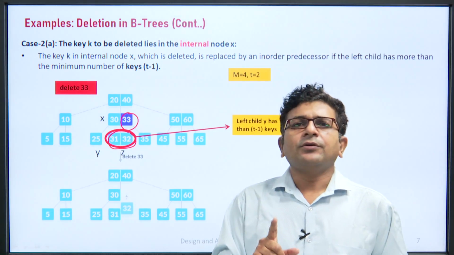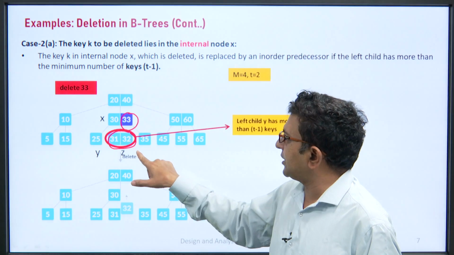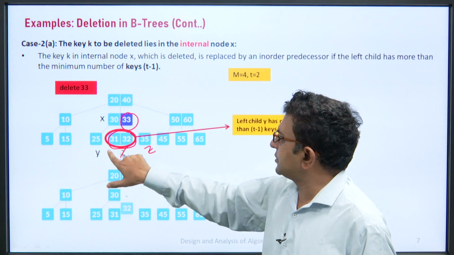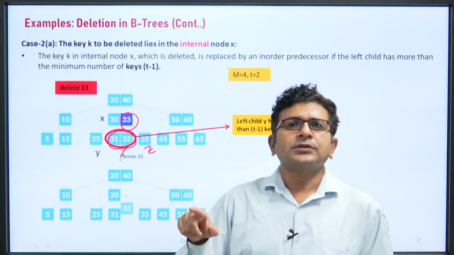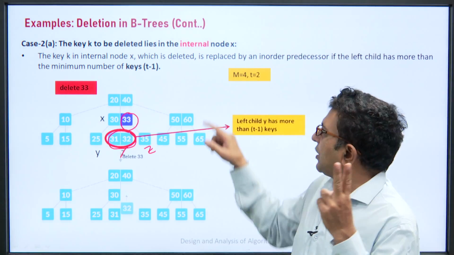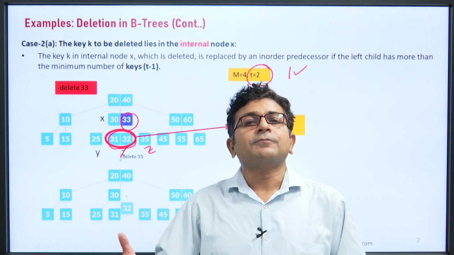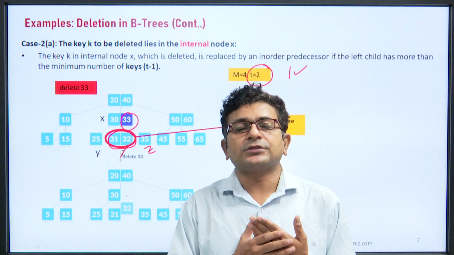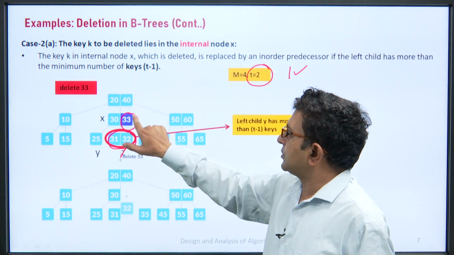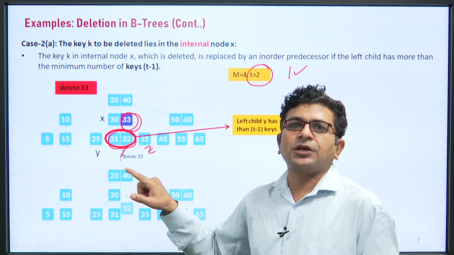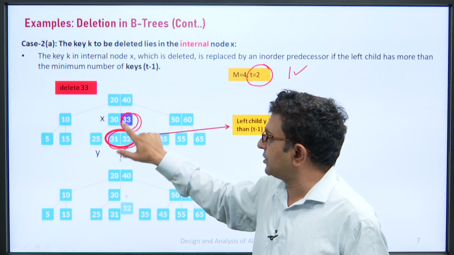Now, the second case says that first we check the number of keys present in the left child. So, this is your y and this is your z. Now, y is the left child. How many keys does the left child have? 2 keys. Our minimum key requirement is t minus 1, that is 1. So, it has one more extra key than the minimum. So, we can perform a borrow operation. How do we perform the borrow operation? Just see here, the immediate predecessor of 33 is 32. Now, this 33 is replaced by 32.